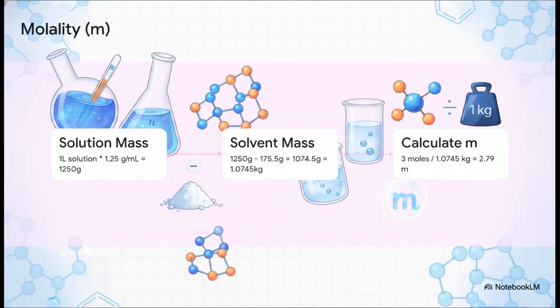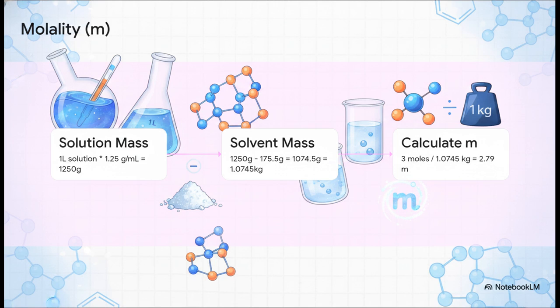Now for an advanced high-yield calculation that links both of these concepts together. Let's find the molality of a 3-molar NaCl solution that has a density of 1.25 grams per milliliter. Step 1, we assume we have 1 liter of solution. Using density, the mass of that solution is 1,000 milliliters times 1.25, which gives 1250 grams.